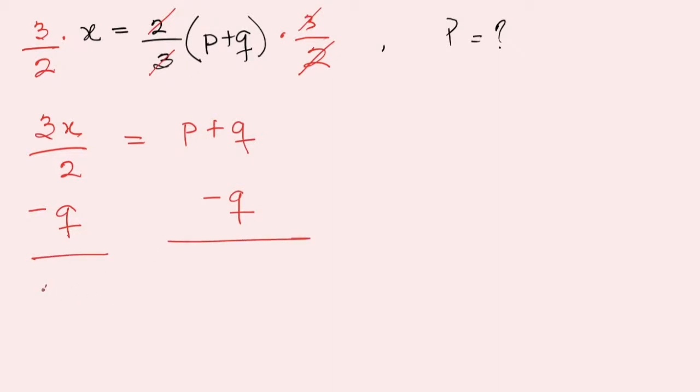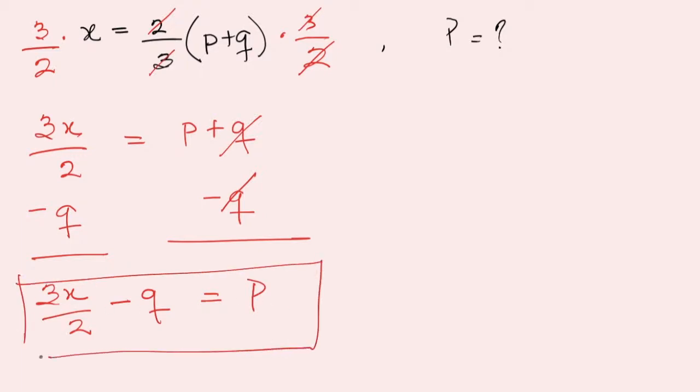And this will leave us with 3x over 2 minus q, plus q cancels out minus q to give us p. So this is our final answer.